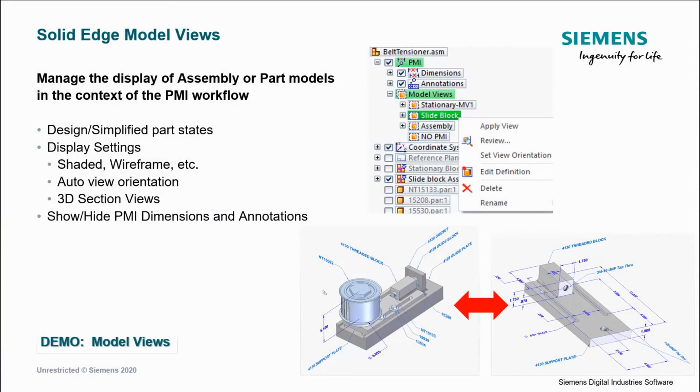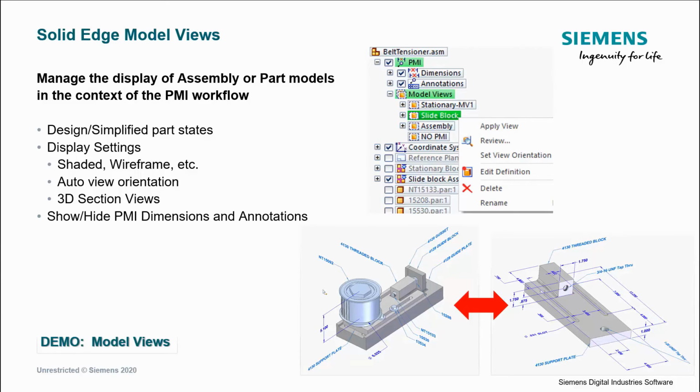Now that we've shown how we can capture PMI dimensions and other annotations, how can we break this information down into bite-sized, more easily readable chunks that can be understood and digested more easily? Model views can be thought of as advanced display configurations. Not only do model views specify which parts are visible, they also control the view orientation and which PMI dimensions and annotations are shown at any time.